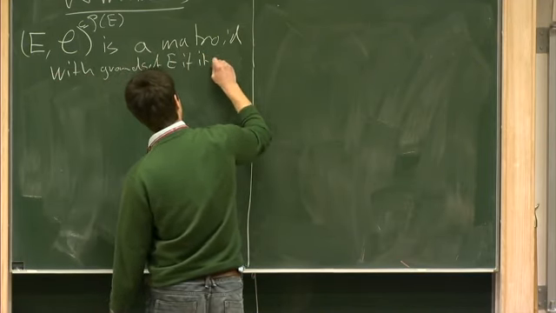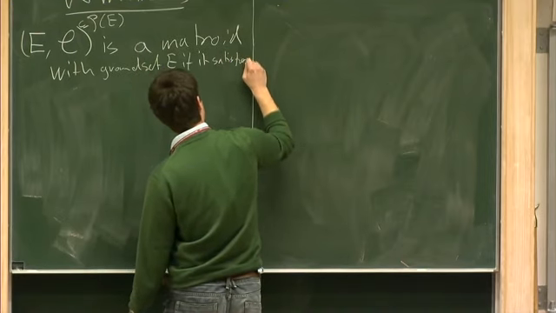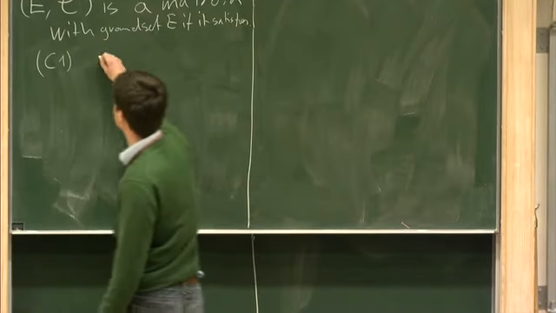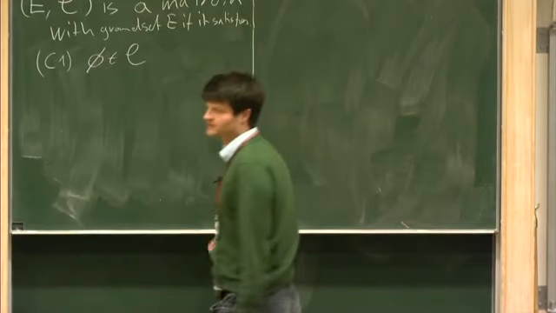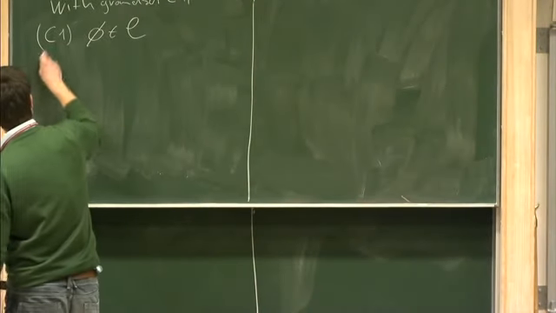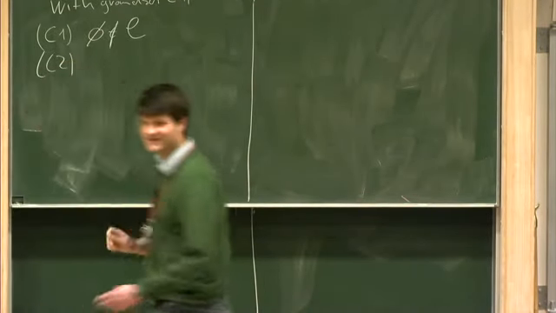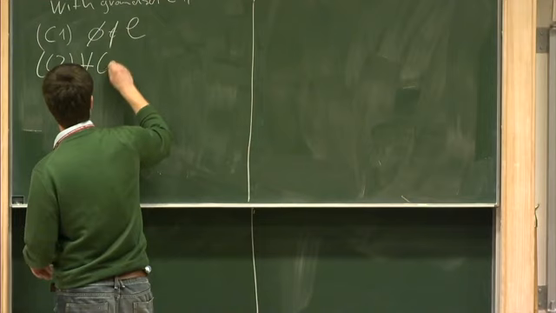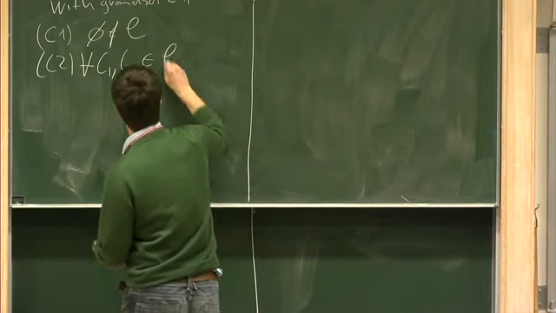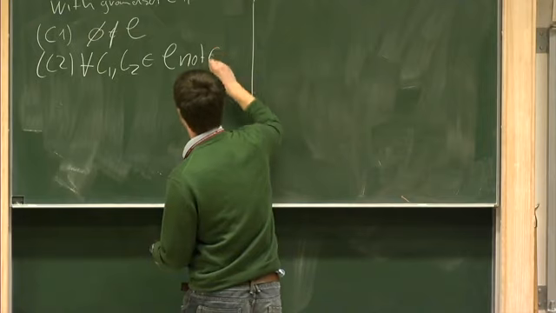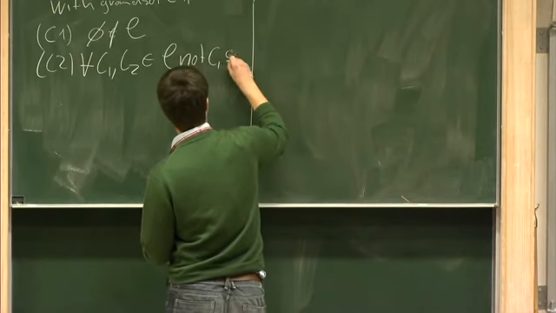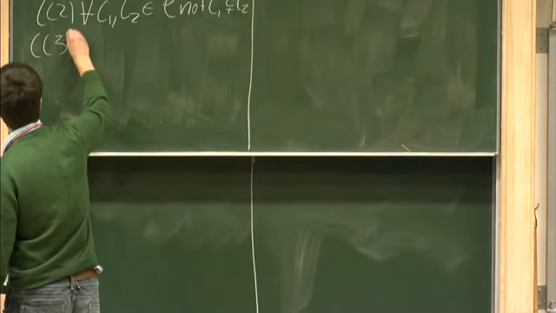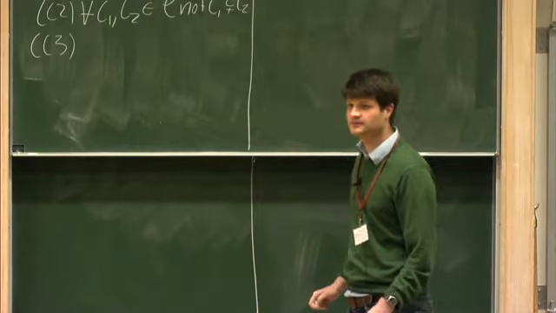If it satisfies, the first thing is C1, that the empty set shouldn't be in C. So the empty set shouldn't be a cycle. The second thing is that C should be an anti-chain. So for any two C1 and C2 in curly C, we never have that C1 is a proper subset of C2. They are incomparable.